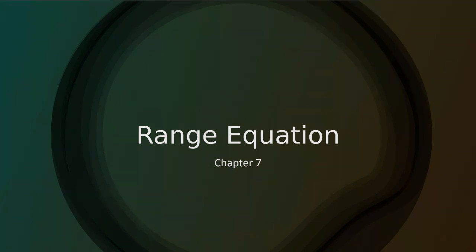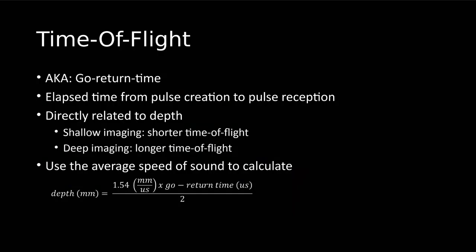So chapter 7, range equation, this is really just talking about the specific time that it takes for that pulse to get where it needs to go and then to come back to us. So they like to give you math questions on the registry for this. Just remember that there is a 13-microsecond rule that goes with this, and we'll get to that on our next slide. But basically the time of flight, also known as the go return time, that's exactly what it is.